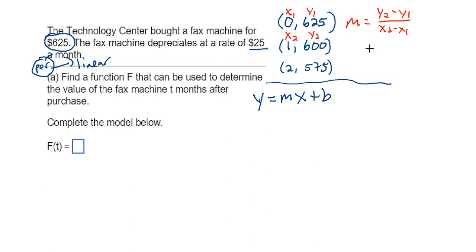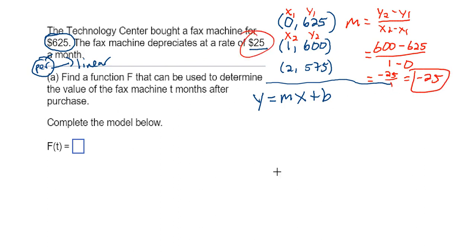We'll do it right here. y2, which is 600, minus y1, which is 625, over x2, which is 1, because it's been 1 month, minus x1, which is 0. And so this is going to give me negative 25 over 1, which is negative 25. Where have we seen that number before? It's this number right here.